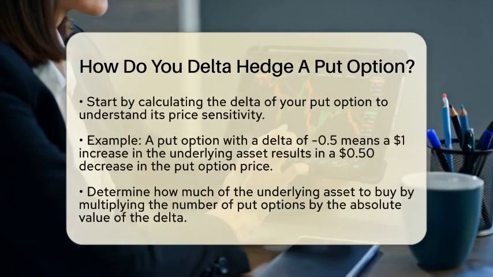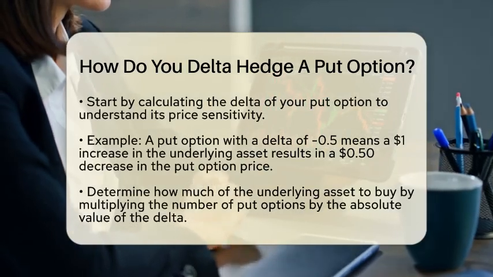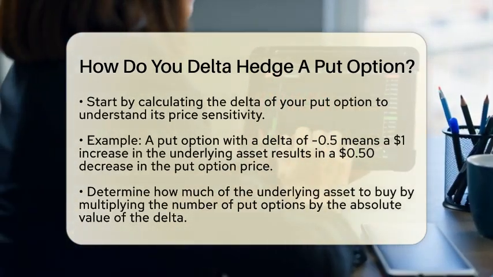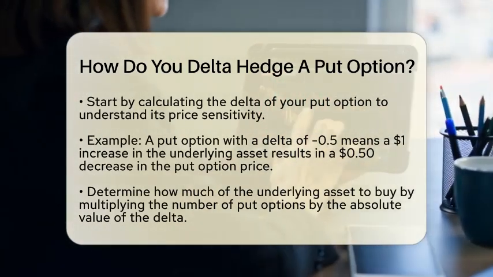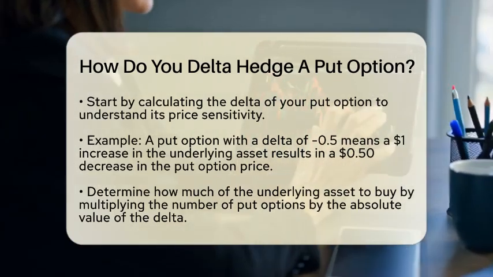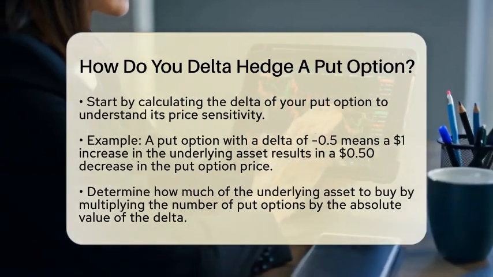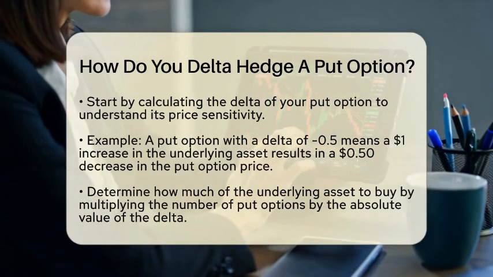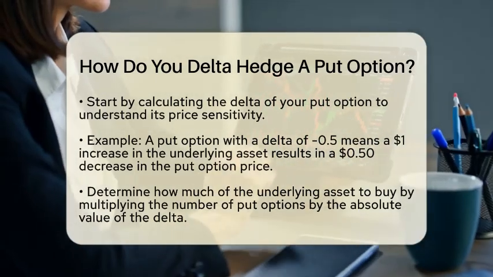This is done by taking a long position in the underlying asset. Here's how you can do that step by step. Start by calculating the delta of your put option. This value tells you how much the option's price will change for a 1-unit change in the underlying asset's price. For example, if your put option has a delta of negative 0.5, that means for every $1 increase in the underlying asset, the price of your put option will decrease by 50 cents.